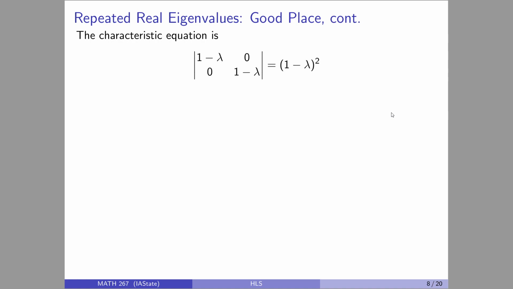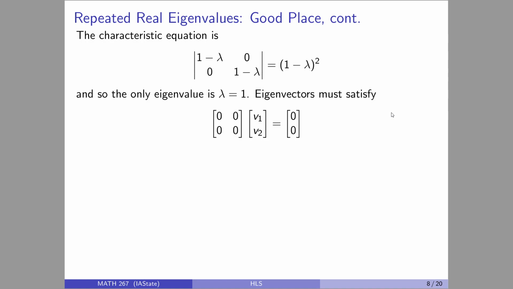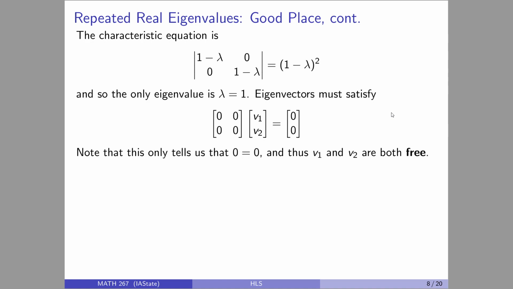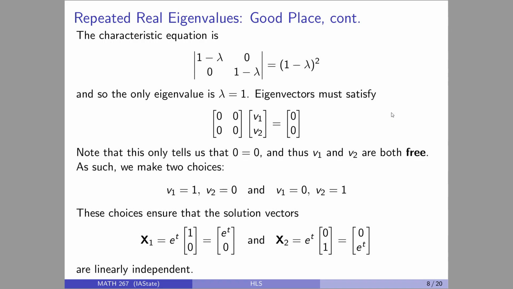The characteristic equation in this case is very nice, and we've only got one eigenvalue. The eigenvectors must satisfy that equation. And note that just tells me 0 is equal to 0, so that's just vacuously true. That tells me that v1 and v2 can be whatever I want them to be, which means I can create two eigenvectors, because any choices that you make for v1 and v2 will produce eigenvectors. In other words, everything in R2 other than the 0 vector is an eigenvector. So I make two choices, specifically two choices to ensure that they are linearly independent. And boom, there we go.